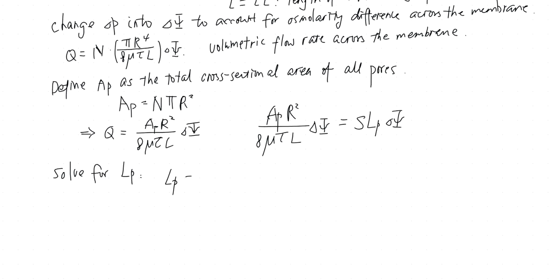L_P equals A_P divided by S, multiplied by R squared divided by 8 mu tau L. Okay, so we solved for our hydraulic conductance. The purpose of this lecture is for us to estimate the hydraulic conductance of a membrane with pores. Now this is one estimation.